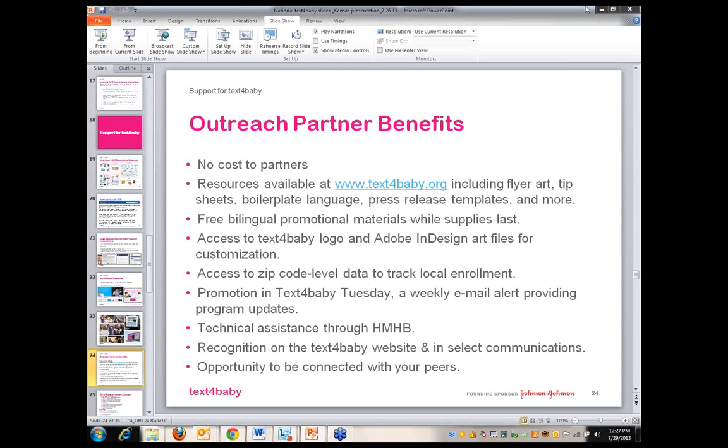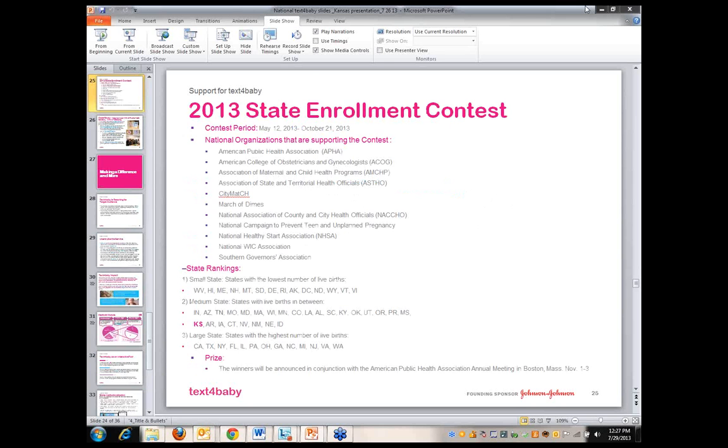And then a really neat opportunity to connect with your peers. Currently I think we're up to 38 partners in Kansas. This mini grant opportunity brought in so many new partners, so it's a really neat way to connect with others around the state that are doing similar work.